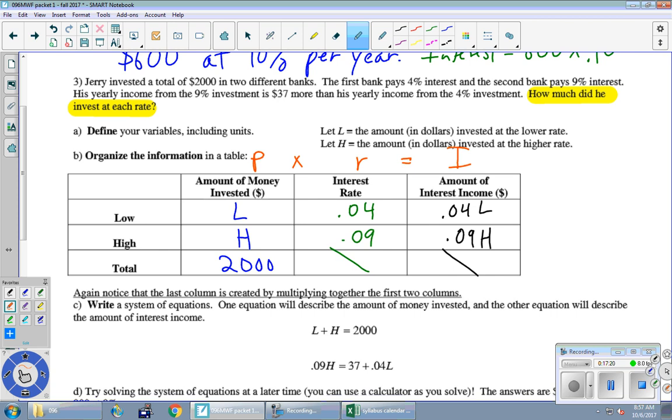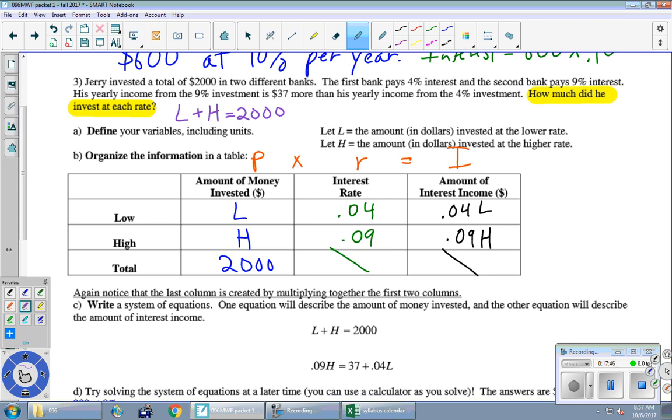Okay, so the first column gives you one equation. You invested L dollars, and separately you invested H dollars, but altogether you invested $2,000. So what's the equation there? L plus H equals 2,000. Right? That's just reading down the one column. We can't read down any other columns because these other two bottom row entries are blank.